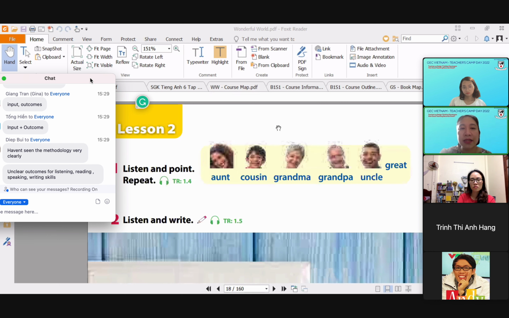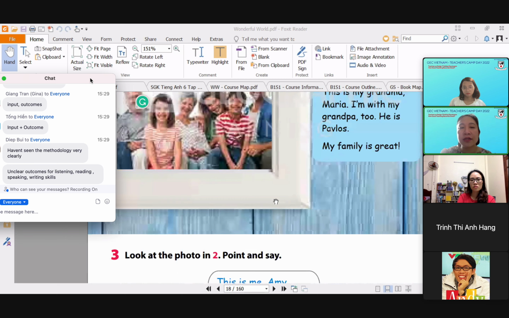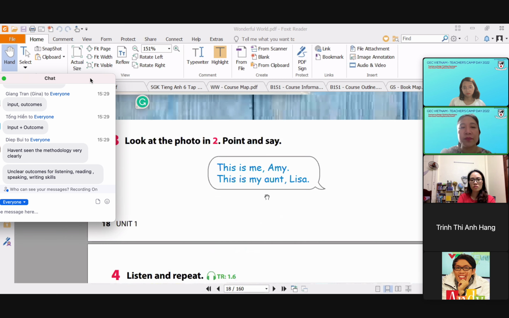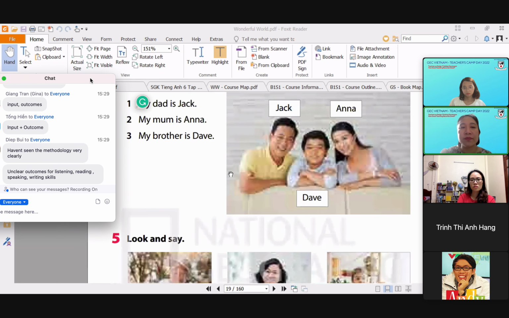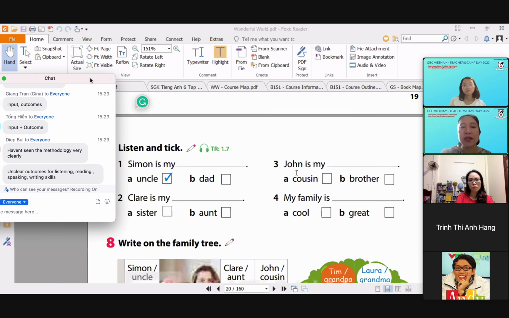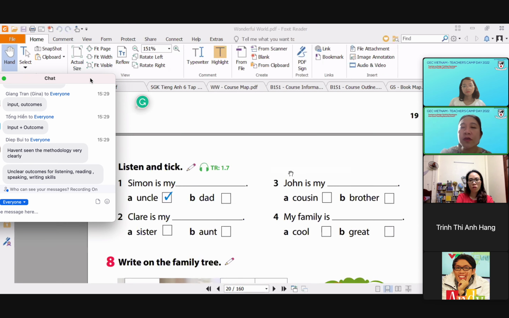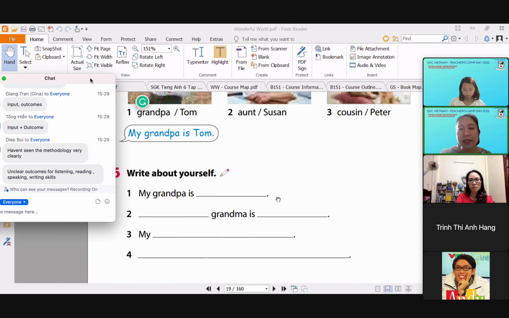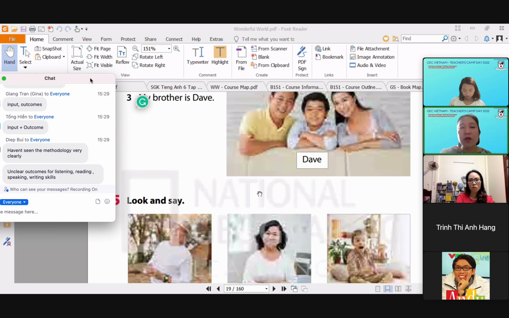All right. And they have lesson 2. It's just an extended lesson with more vocabulary on family members, and then listen and write. The writing is applied in here. Okay, listen and repeat, look and say, write about here. Okay, the writing. So from the book map, you don't see any writing, okay? And you don't see the look and say.